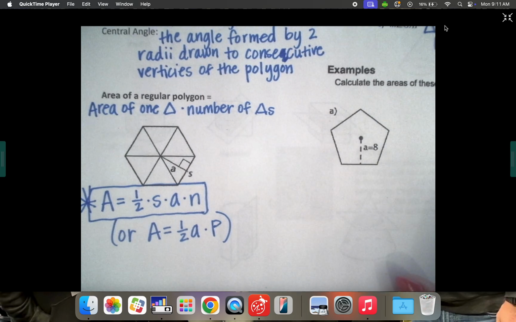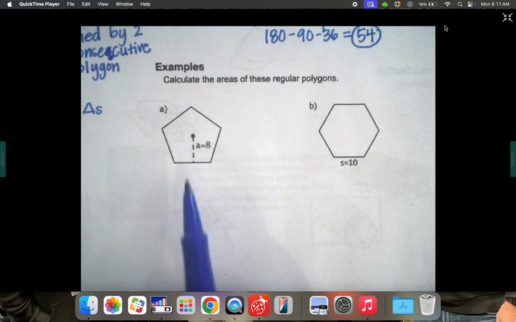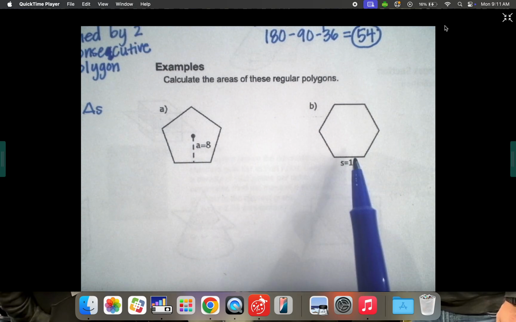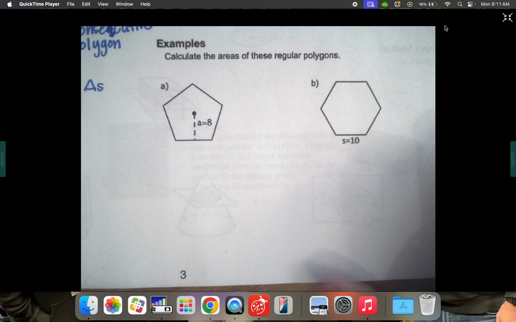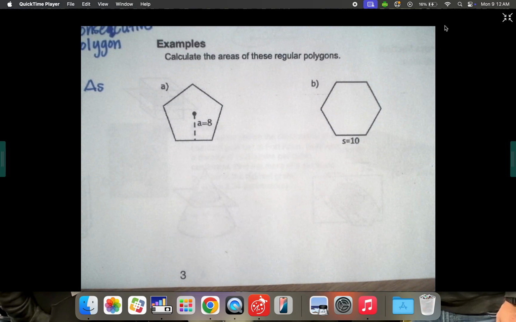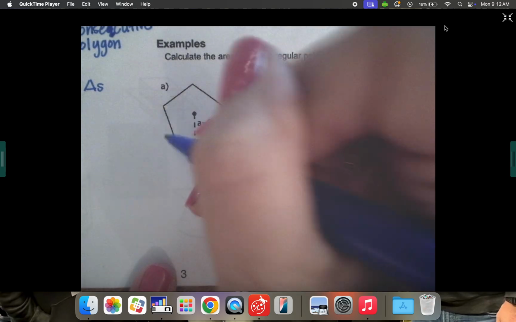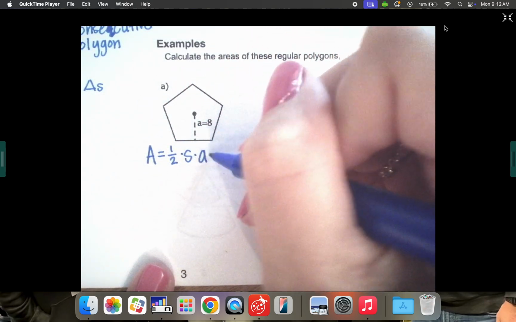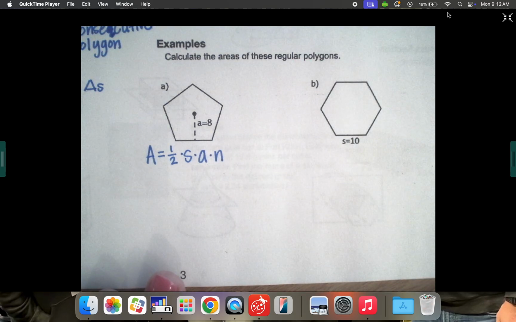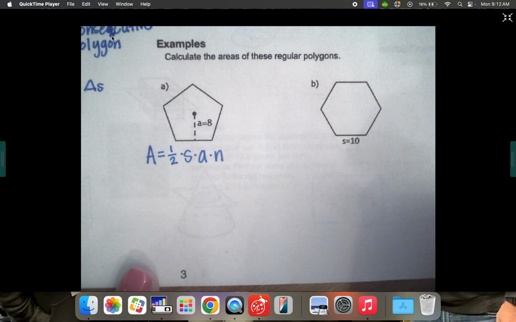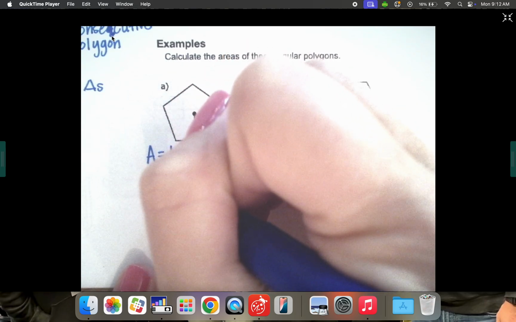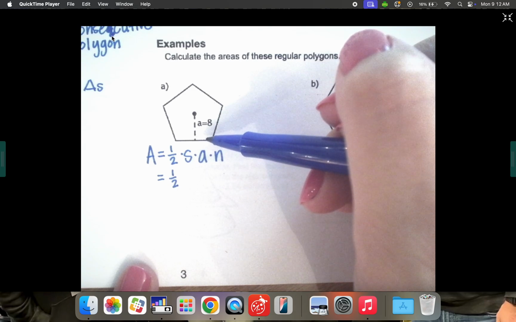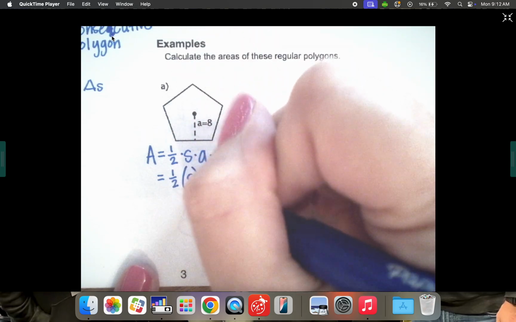Speaking of which, we have 2 to try. Letter A only gives us the apothem. Letter B only gives us the side length. So we're going to solve these in 2 different ways, and you are expected to know how to do both. So here we go. Let's go ahead and just write what the formula is. I'm going to use half SAN. Let me review with you as we go through this what each of those stand for. Half is just going to be half. S is going to be the side length, and we don't know that, so we are going to leave it S.